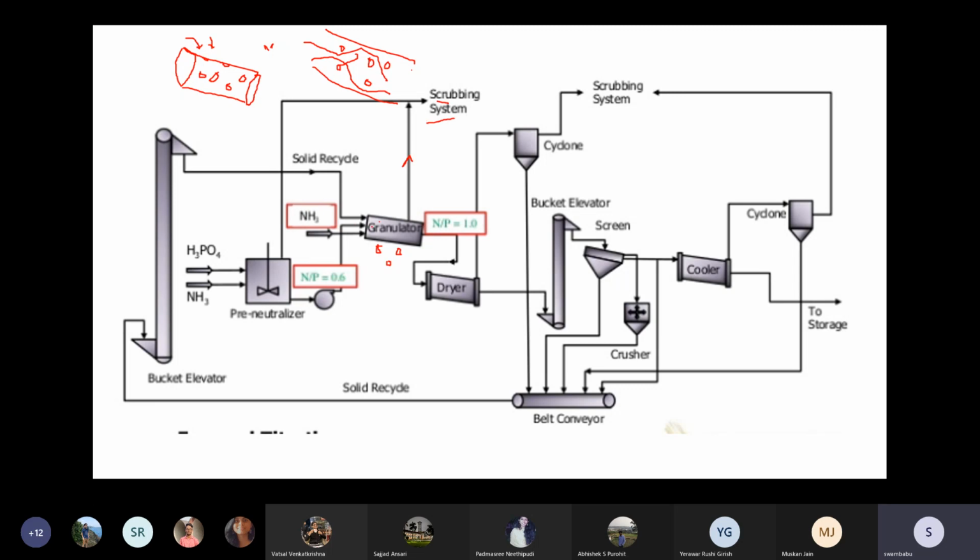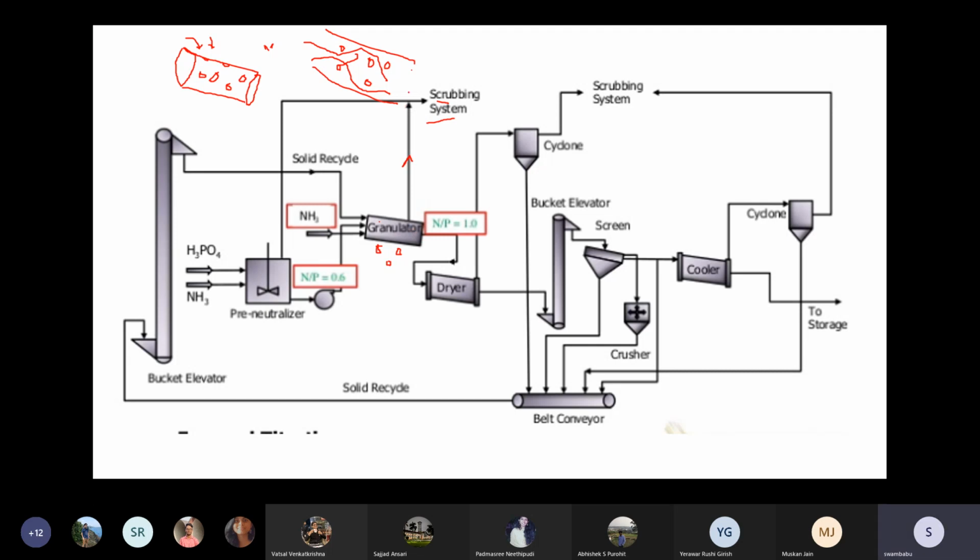So here ammonia is introduced, droplets of slurry solution fall down in the granulator, and the droplets are hot because pre-neutralization is an exothermic reaction. Those hot slurry droplets come in contact with ammonia gas. Heat transfer takes place from the slurry particles, so the solidification of the slurry particles takes place. While the solidification is happening, ammonia also reacts with those slurry particles and converts them to DAP. So we will get granules, wet solid particles.